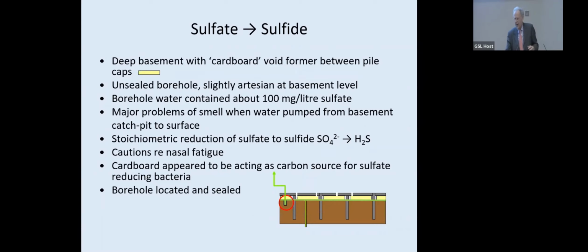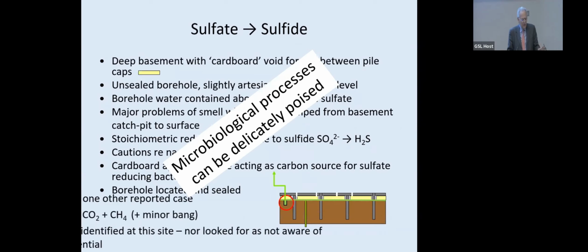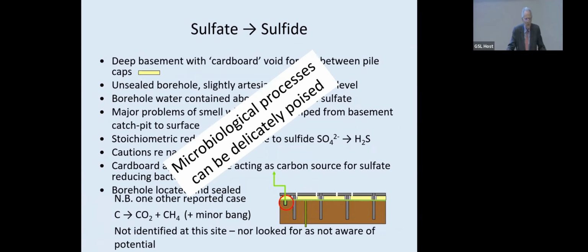Desperation, put my hand down through one of these holes and pulled up a bit of the cardboard, which was a nasty slimy mess, but with big black dots on. Sulfate reducing bacteria are black, or can be. It was just simply sulfate in the water, carbon source from the cardboard, reduced to hydrogen sulfide, stoichiometrically almost exactly all the sulfate was going to sulfide, and seal the borehole, end of problem. Delicately poised.